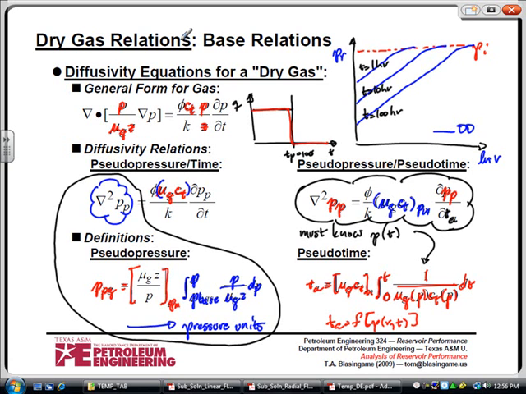All right, so now we're going to shut in the well, and what's going to happen is this might become the pressure profile at delta t equals 1 hour. What's going to happen to the next one?